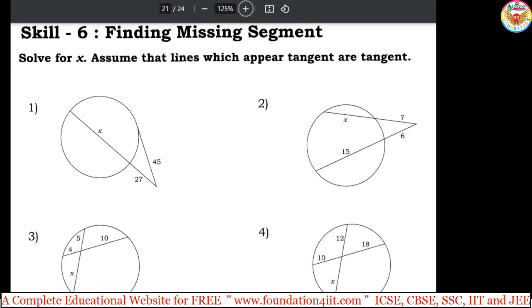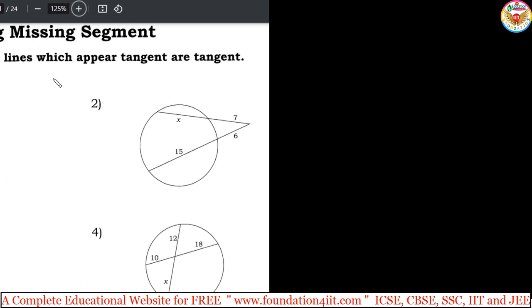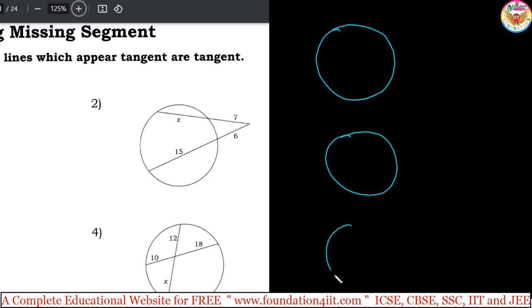Right. That is the basics regarding tangent and secant. And next, important properties regarding the combination of tangent and secant. I will show three properties. First one, okay, one, two, three. Let me show here.